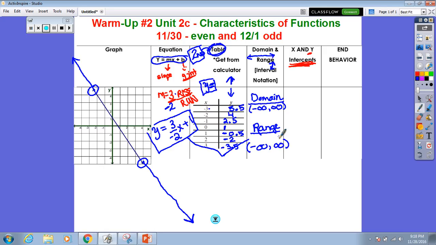The only way that you would have anything else for your domain or your range is if you're talking about a real life situation. If we did a measurement of how many miles I could run in 10 hours and you measured me every hour, okay? That would be an example that would not keep going on forever because I cannot keep running forever, okay?